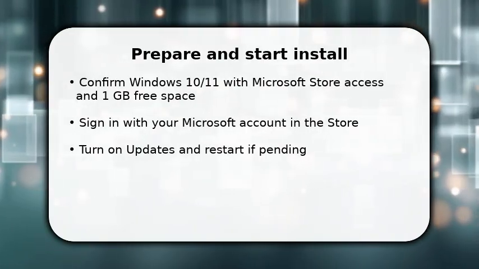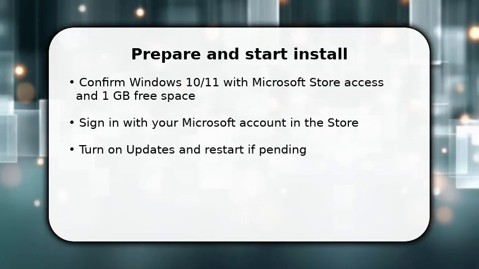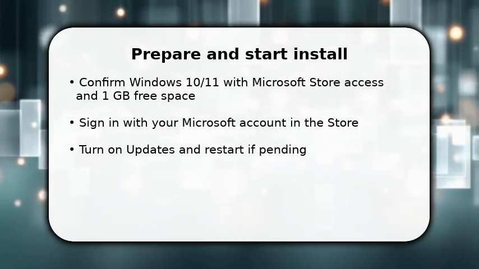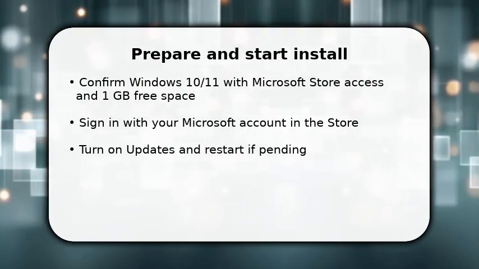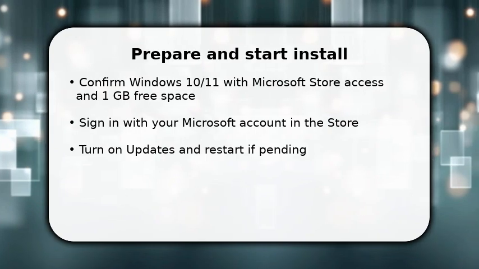Then search for Paint 3D or 3D Viewer in the store. Click Get or Install right away. You do not need extra tools. This begins the download and prepares the app for first launch.